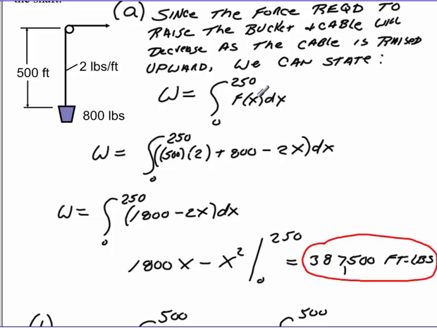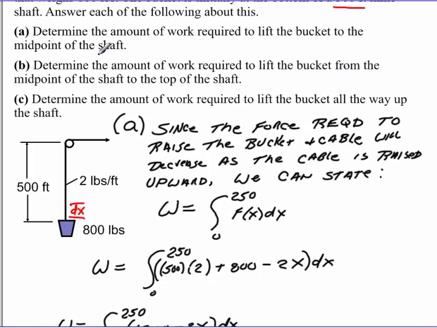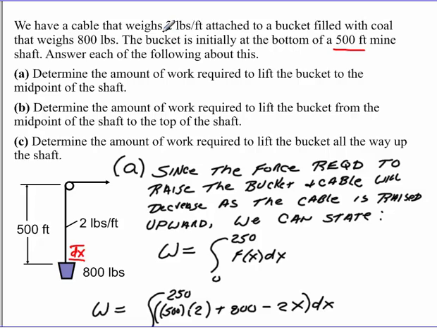We set that equal to the integral of f(x) dx. Now, what the force is, or the weight: I've got the cable that's 500 times 2, which I put in here, plus 800. That's at the very bottom. And then we're going to subtract 2x dx, where this distance here is going to change by some delta x. All I have to do now is set up the integral, and I get the integral of 1800 minus 2x dx. The 2, again, is coming from the 2 pounds per foot.